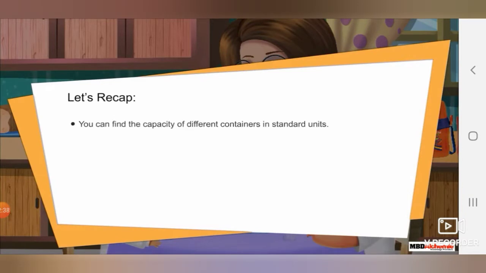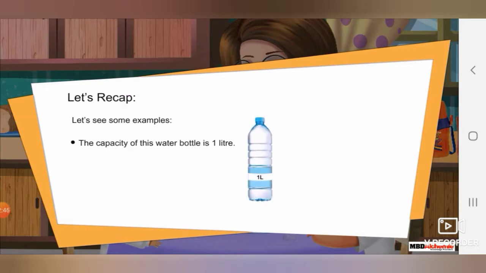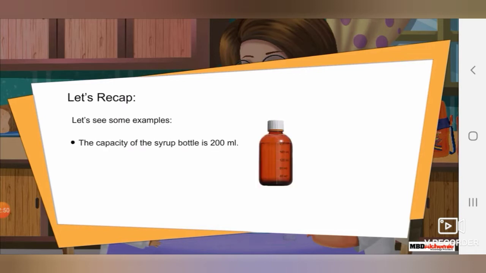Let's recap. You can find the capacity of different containers in standard units. Let's see some examples. The capacity of this water bottle is 1 liter. The capacity of this syrup bottle is 200 milliliters.